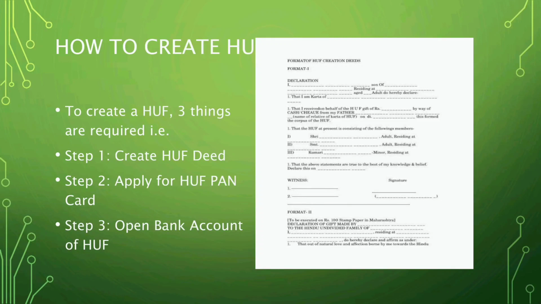Once the PAN card has been allotted, the HUF would be required to file separate income tax returns and can therefore claim the benefit of income tax slab rates and also claim most of the income tax deductions which are available to an individual.